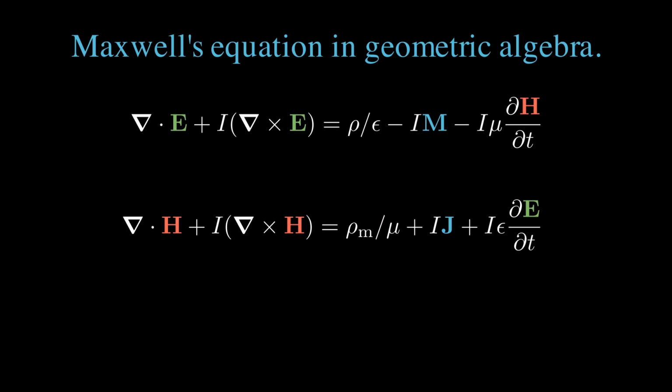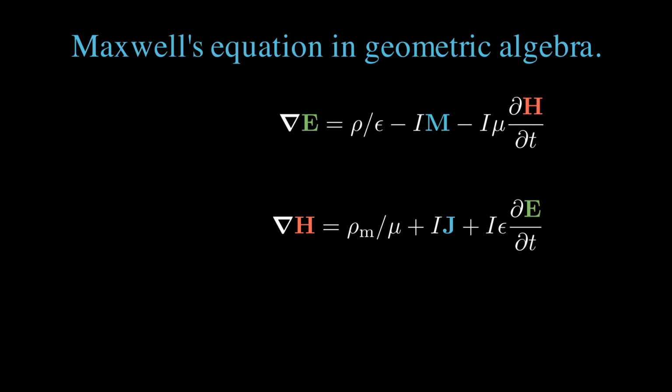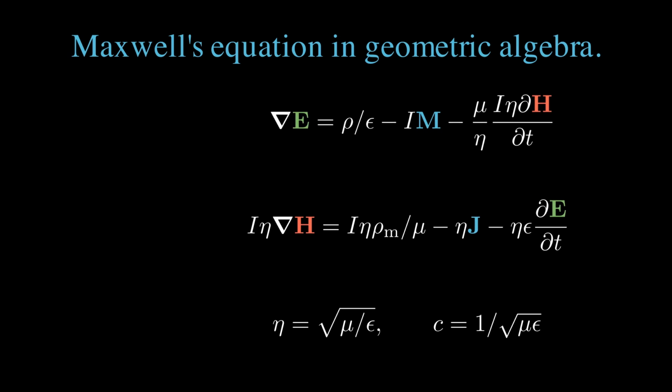We're going to make a series of transformations using linear combinations of Maxwell's equations. We'll first group our divs and curls to show that we can find a pair of multivector gradient equations, one for each field, using the geometric product of the gradient and that field. We'll then scale our magnetic fields so that, like the electric field, it has SI units of volts per meter, and write it out as a bivector I eta H, where eta is the square root of mu over epsilon.